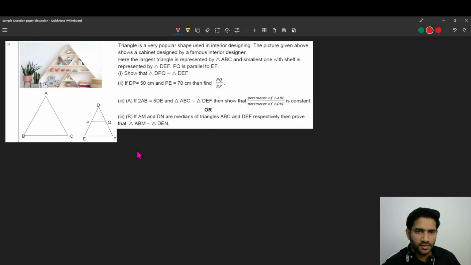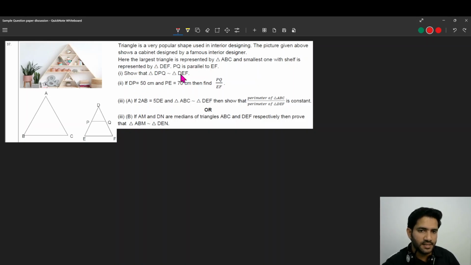Triangle is a very popular shape used in interior designing. The picture given above shows a cabinet designed by a famous interior designer. Here, the largest triangle is represented by ABC, and the smallest one is represented by DEF. PQ is parallel to EF.